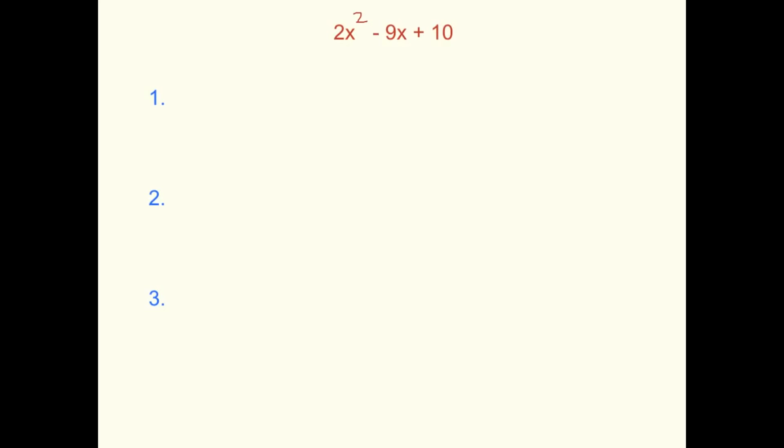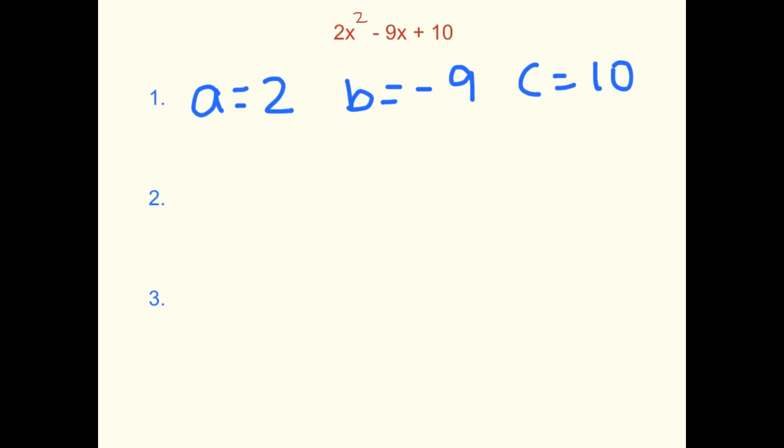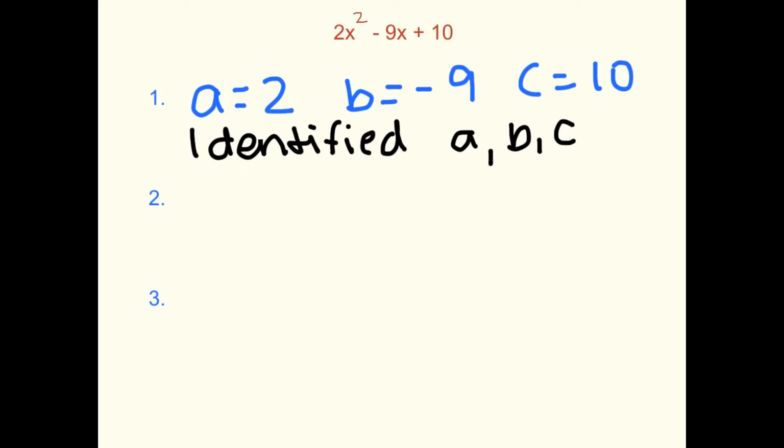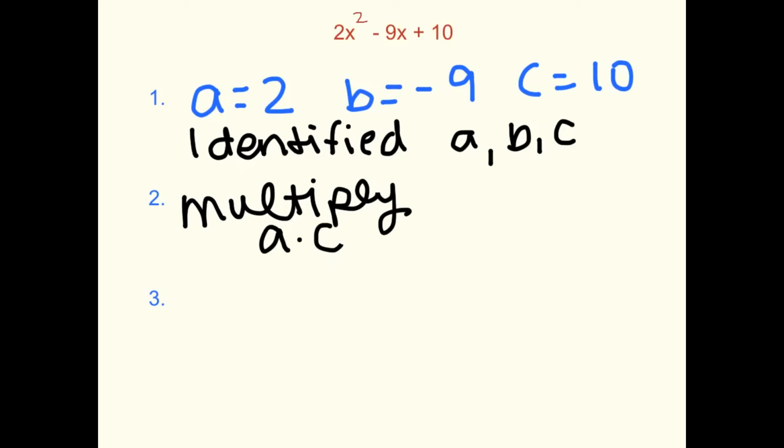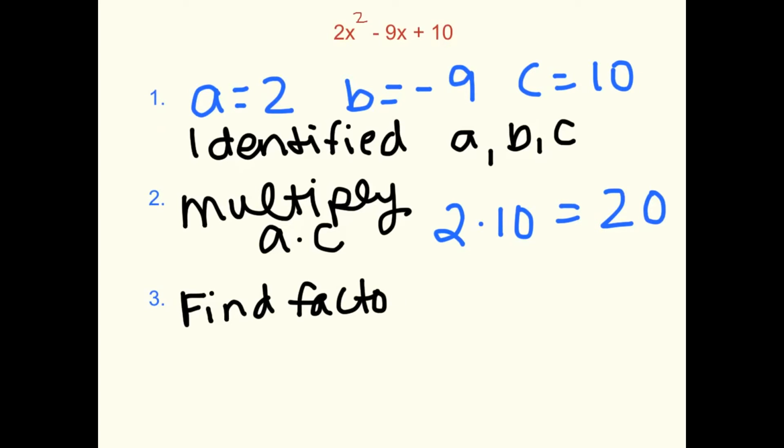So the first thing I want to do is identify my a, b, and c. Here my a is 2, my b is -9, and my c is 10. So again, we just identified those coefficients from our standard form. The next thing I want to do is multiply a times c. In this case, my a is 2 and my c is 10, so I get 20. My next step is to find the factors of 20, the factors of whatever my a times my c was, that will add up to b.